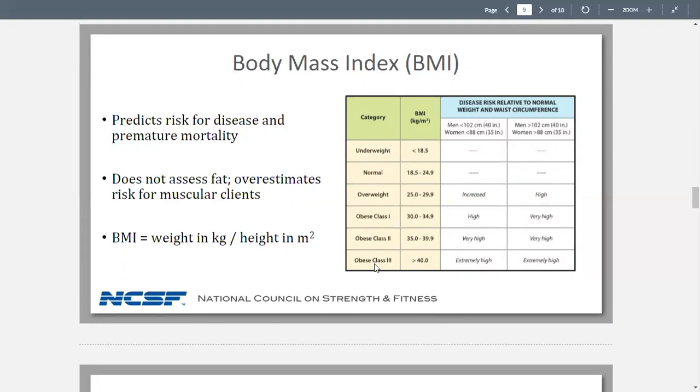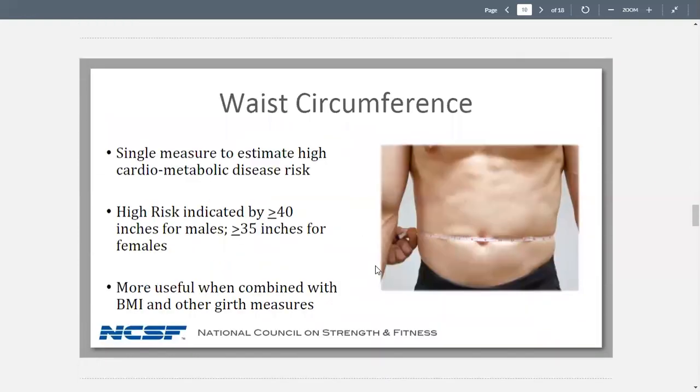As far as waist circumference goes, it's a single measure to estimate high cardiometabolic disease risk. So the bigger the waist is, the more problems you're going to have. Really controlling the waistline is what we want to think about when we're trying to lose weight. That's where most of our weight is going to be, because that's where it's typically found, in and around the midline of the back and the stomach.